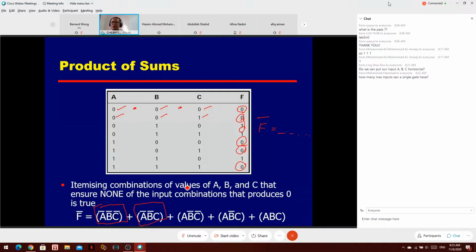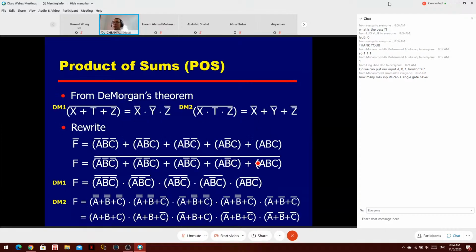If you look at the bottom, it is still in sums of products, which is not what we want yet. What we want is product of sums. That means we want something or something or something, and something or something or something, and so on. So what are we going to do? We're going to use De Morgan's theorem.